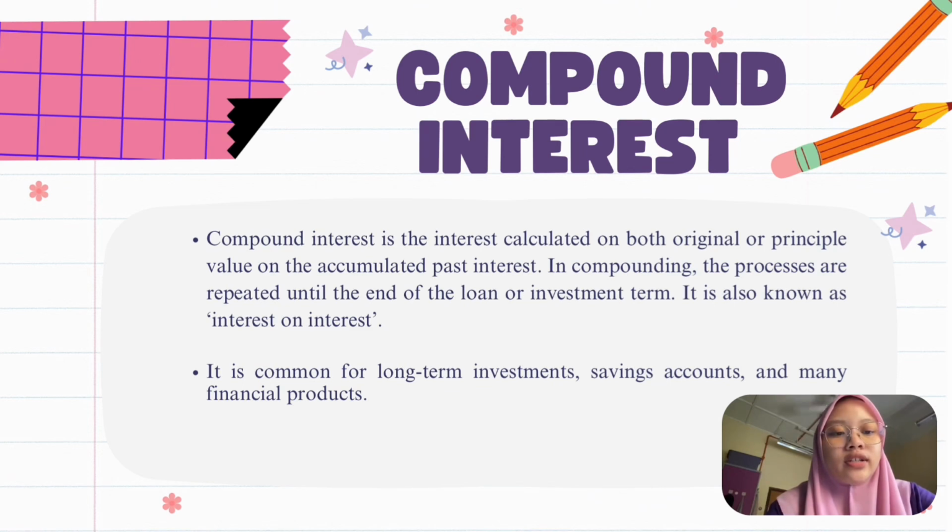Compound interest is the interest calculated on both the original or principal value and the accumulated past interest. In compounding, the process is repeated until the end of the loan or investment term. It is also known as interest on interest. It is common for long-term investments, savings accounts, and many financial products.